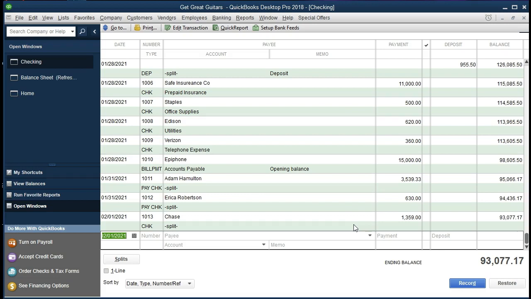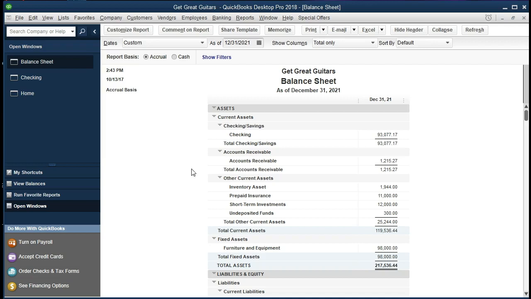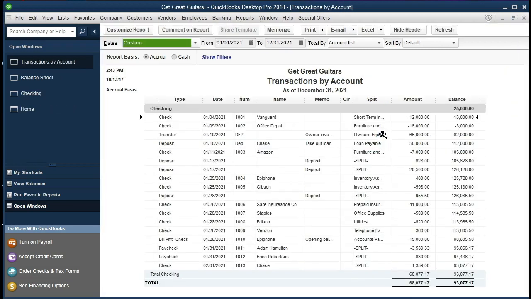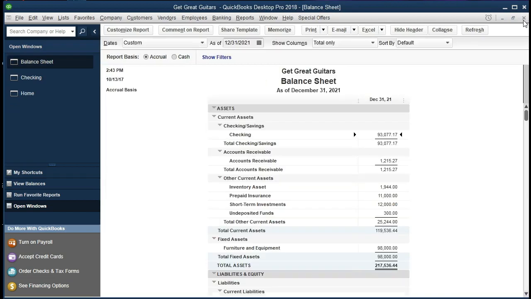If we take a look at what happens then in terms of the financial statements, we can start with the balance sheet, going to the balance sheet here. And we know that the cash went down. Double clicking on cash, we see that cash should decrease by the full amount of the payment. Double clicking on that, we see the check here. Closing this out. Closing this out.